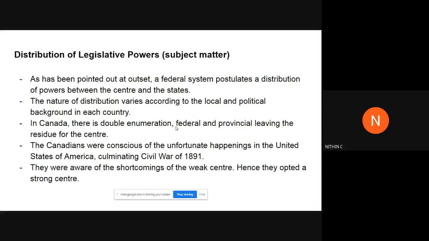I will explain that when we discuss about the state list and all. So the Canadians were conscious of the unfortunate happenings in United States of America culminating in the Civil War of 1861. They were aware of shortcomings of a weak center, hence they opted for a strong center. Nothing much.